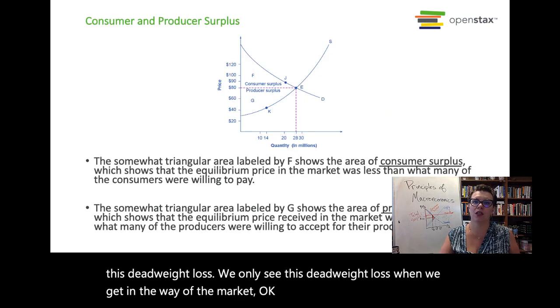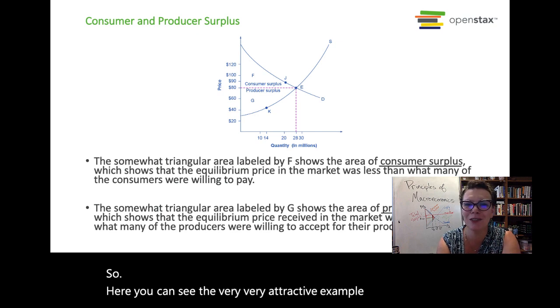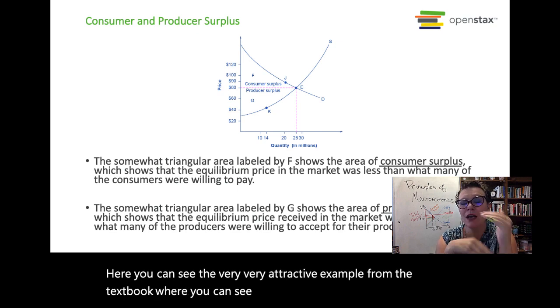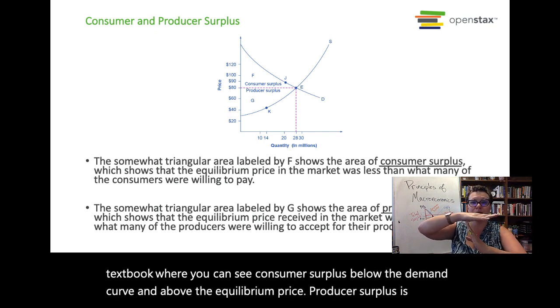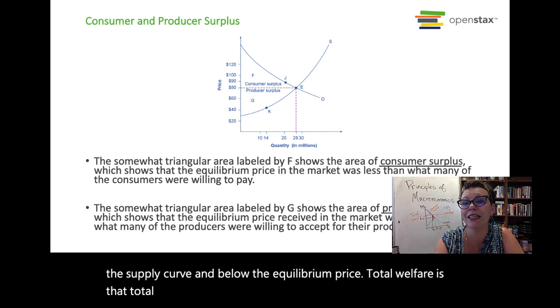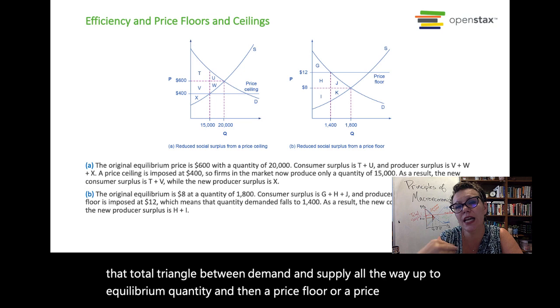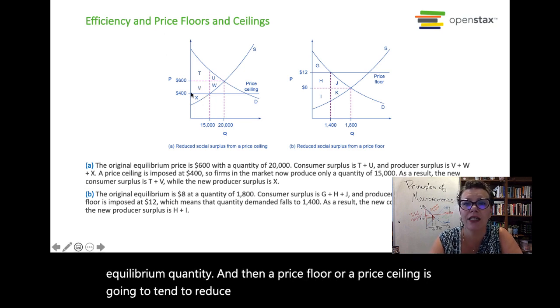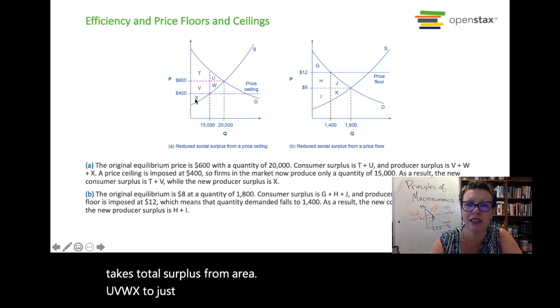Okay? So here you can see the very, very attractive example from the textbook where you can see consumer surplus below the demand curve and above the equilibrium price. Producer surplus is above the supply curve and below the equilibrium price. Total welfare is that total triangle between demand and supply, all the way up to equilibrium quantity. And then a price floor or a price ceiling is going to tend to reduce economic activity. Here, the price ceiling takes total surplus from area TUVWX to just TVX, right?